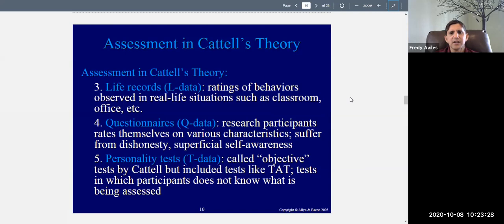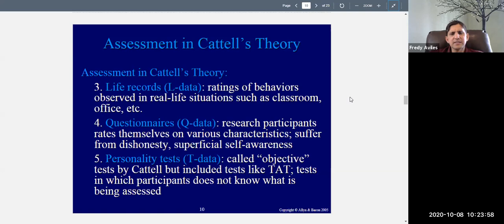Assessment in Cattell's theory, other things that he used, he looked at what he called life records, or L data. Ratings of behaviors observed in real life situations, such as the classroom, the office. Life records are basically when other people rate you on things, how well behaved you are, how well you do your job, right? That kind of stuff. He called that life records, okay?